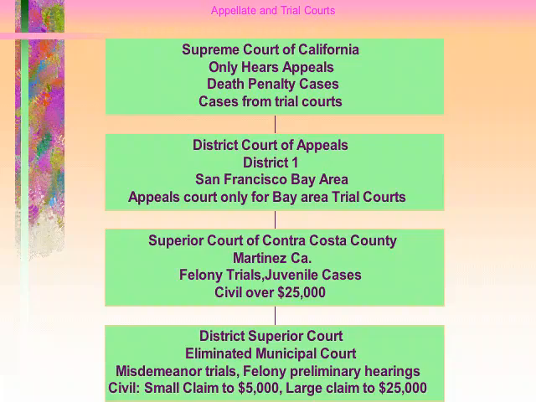Now, if you look at this graph again, or display, the bottom two are trial courts. The top two are courts that deal with appeals only. They deal with questions of law or errors.